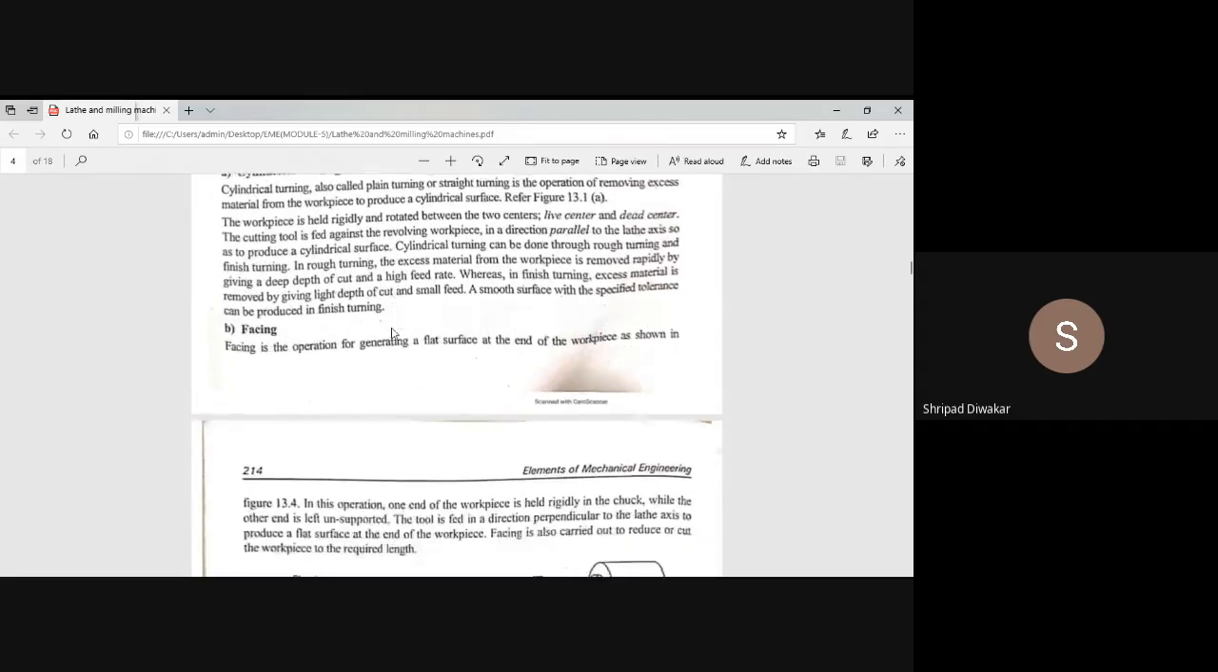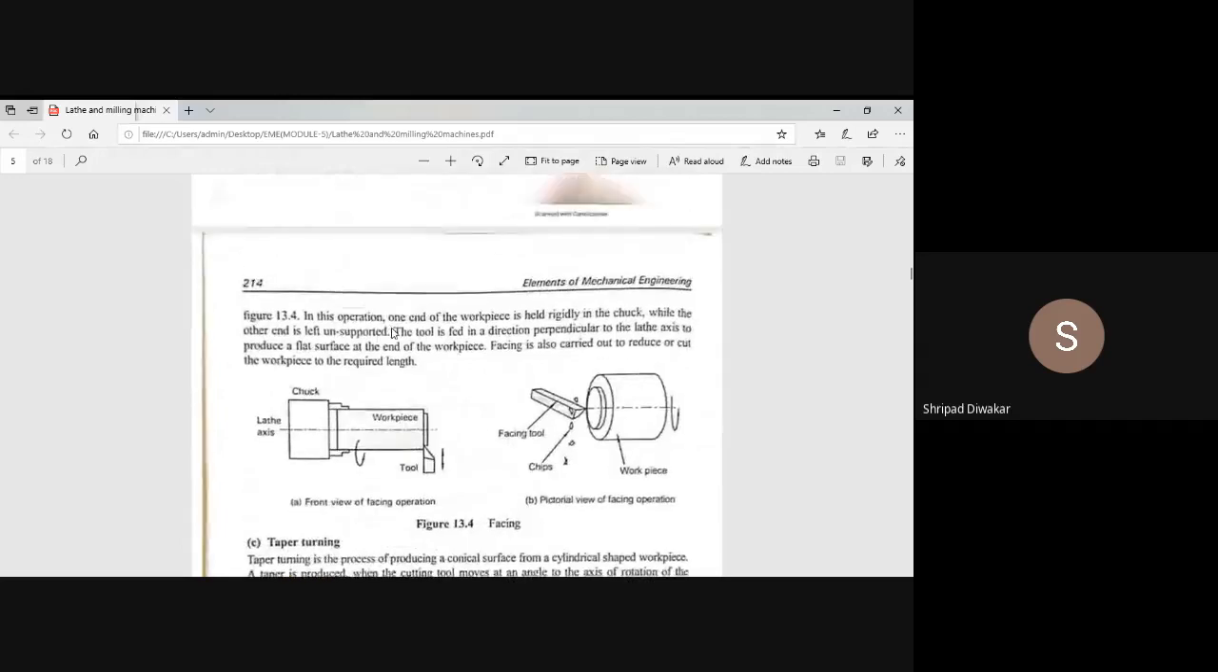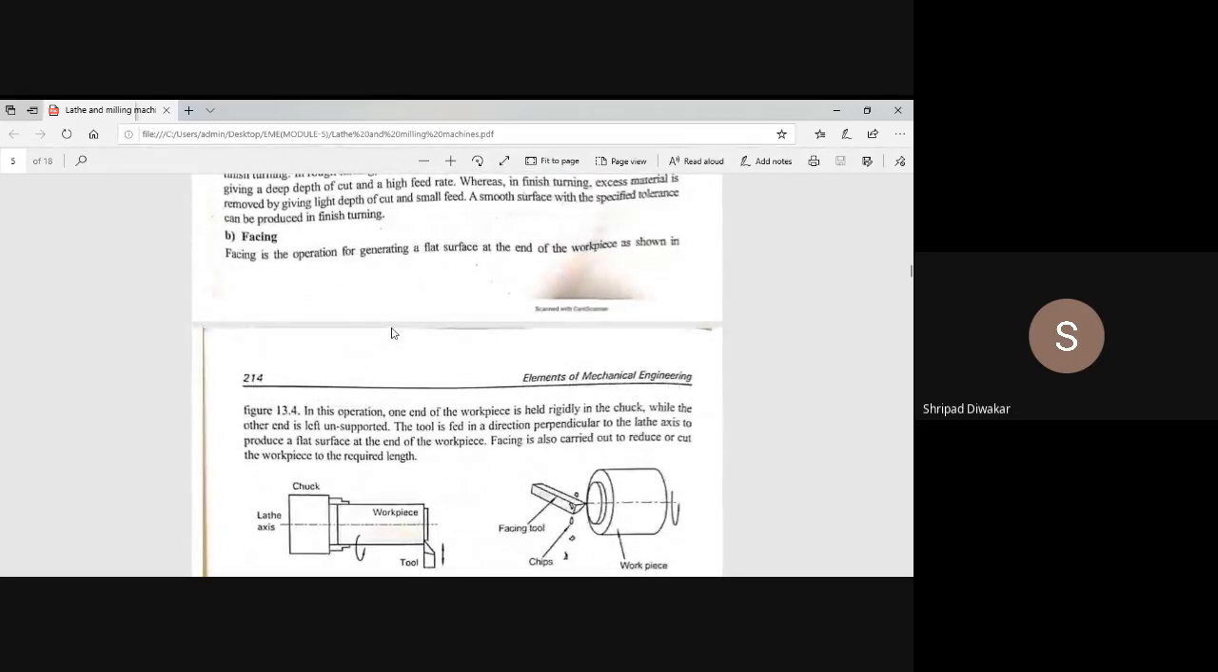Second operation is called facing. Facing means reduction in the length of the workpiece. For example, I am having a length of 100 mm and I want to reduce it to 95 mm, which means 5 mm extra material I want to remove from the given workpiece. That is called facing. Facing means the reduction in the length of the given workpiece.